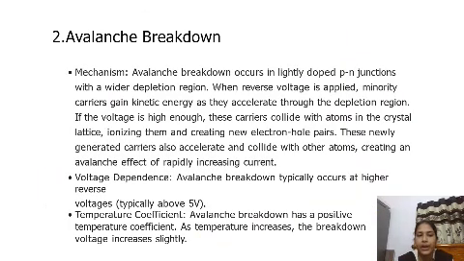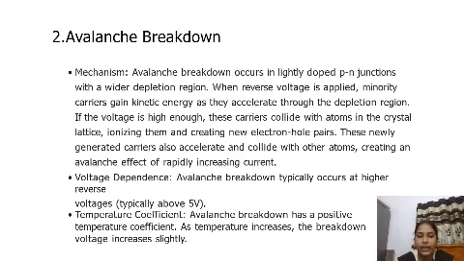And the avalanche breakdown mechanism. Avalanche breakdown occurs in lightly doped PN junctions with a wider depletion region. When reverse voltage is applied, minority carriers gain kinetic energy as they accelerate through the depletion region. If the voltage is high enough, these carriers collide with atoms in the crystal lattice, ionizing them and creating new electron hole pairs. These newly generated carriers also accelerate and collide with other atoms, creating an avalanche effect of rapidly increasing current.